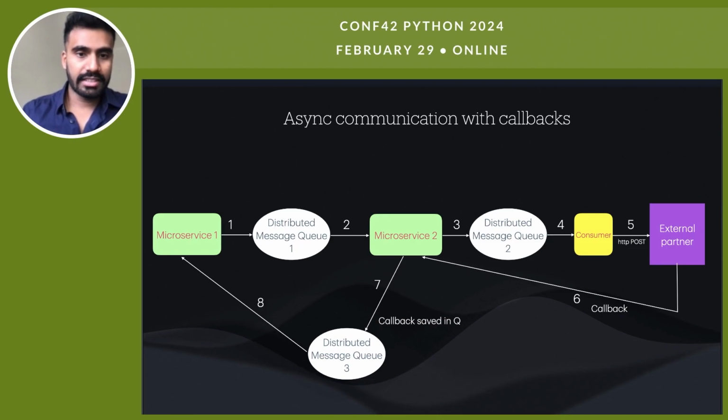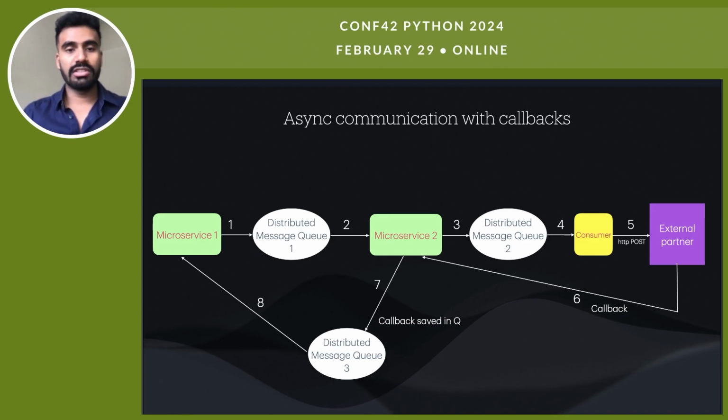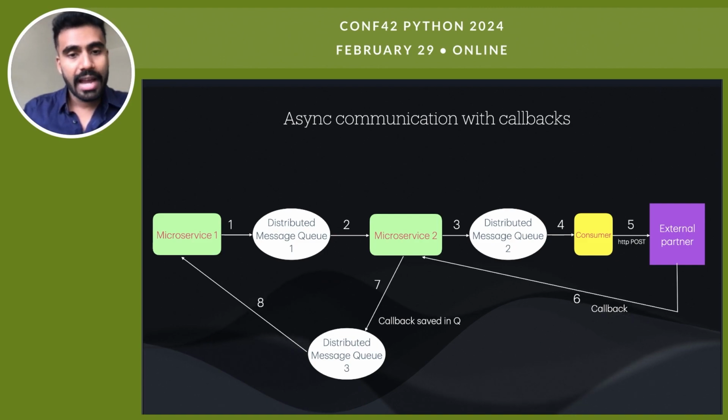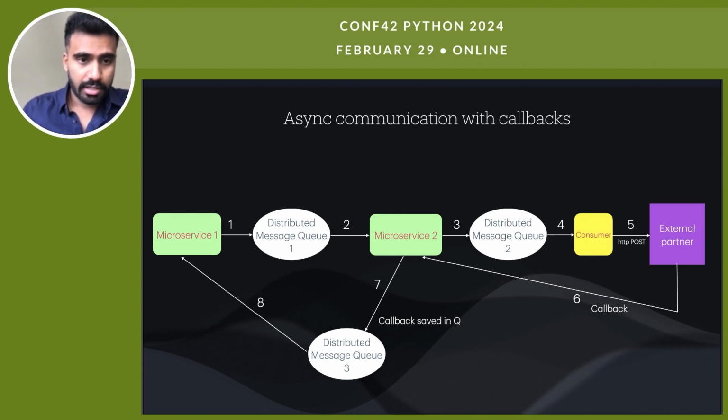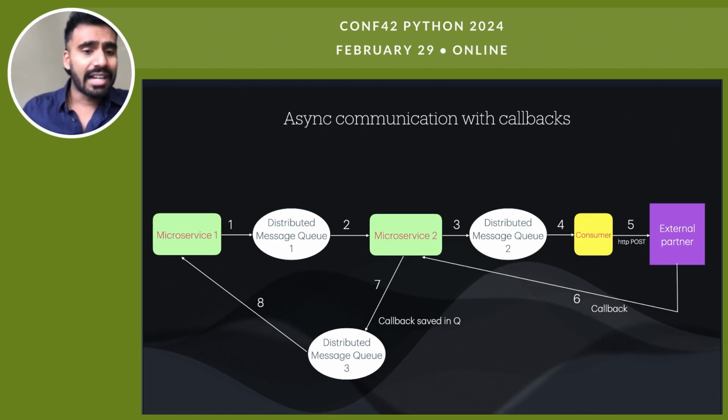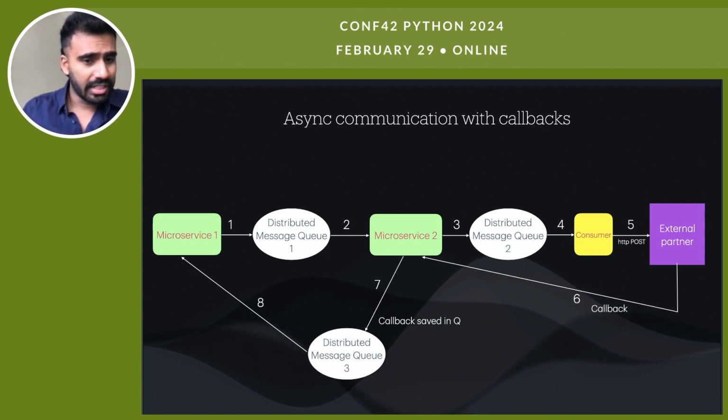And so once microservice 2 receives that callback, it processes it. It knows that the previous request I sent, I received the callback, and this is complete. Now, microservice 2 also needs to inform microservice 1 about whether the payment is complete or not. Now, I added another queue here, which is distributed message queue 3.